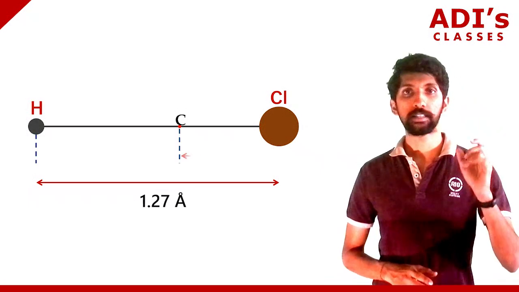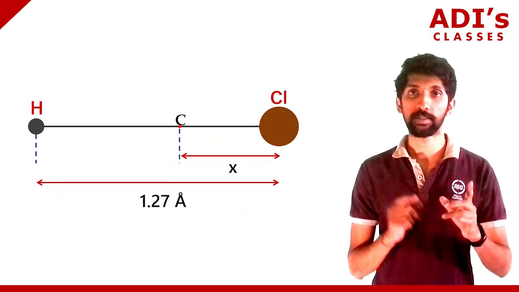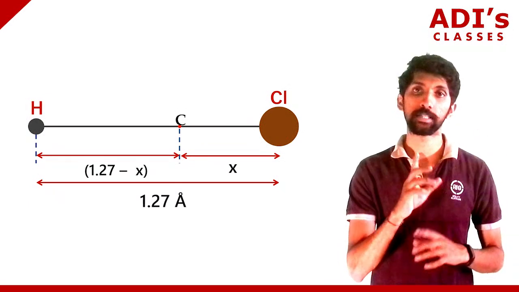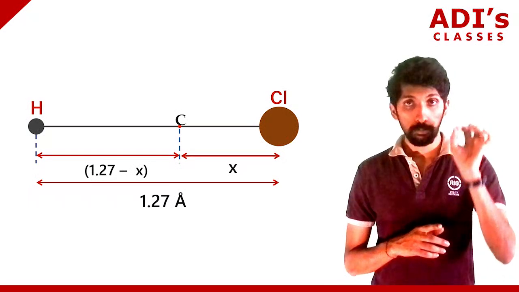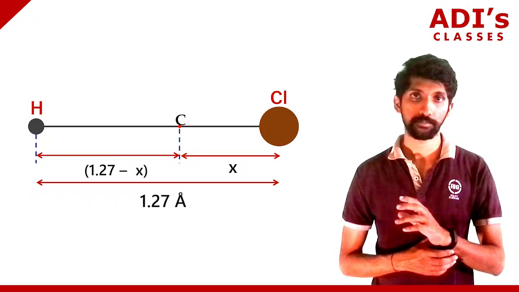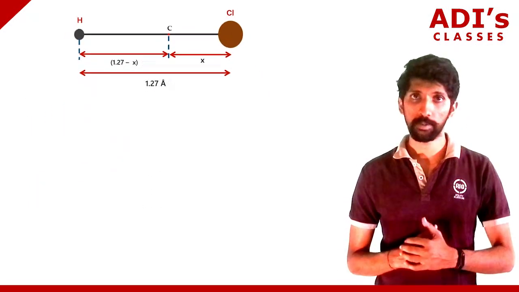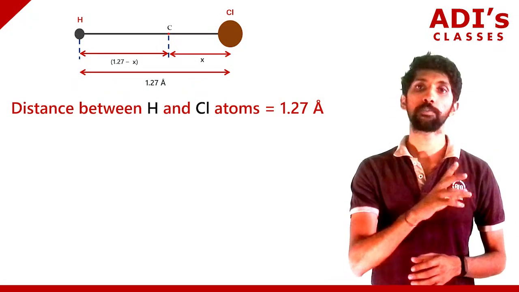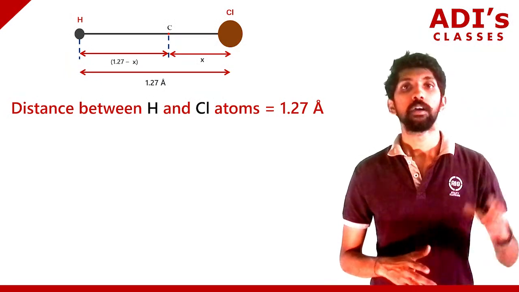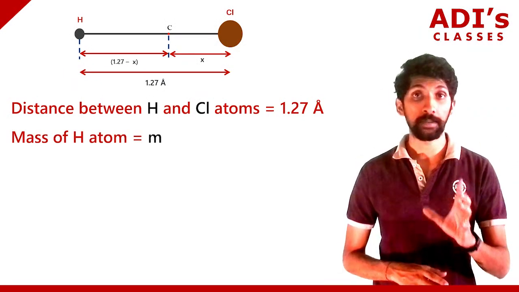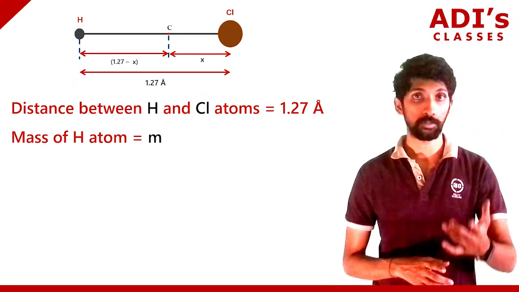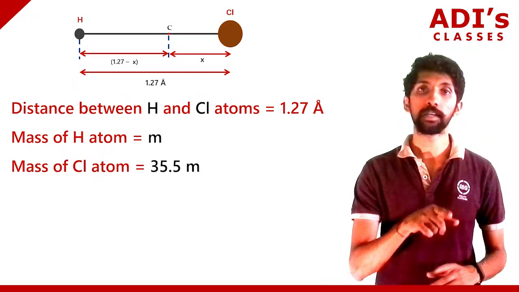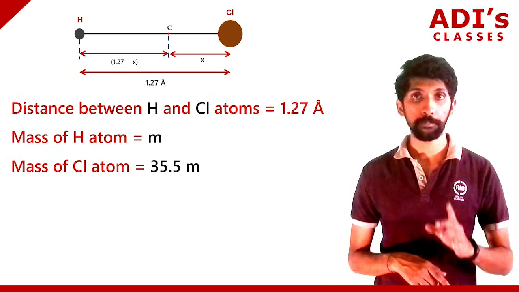Let's say the distance from chlorine to the center of mass is x. Then from hydrogen it will be 1.27 minus x. So this is the position of the center of mass. Let's write it down mathematically. The distance between H and Cl is equal to 1.27 angstrom. Mass of hydrogen atom, call it m. We don't know whether it's 1 or 0.1 or whatever it is. Call it m. Then mass of chlorine will be 35.5 times m.